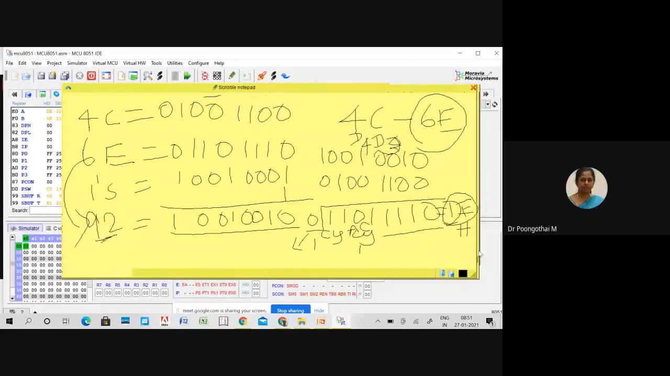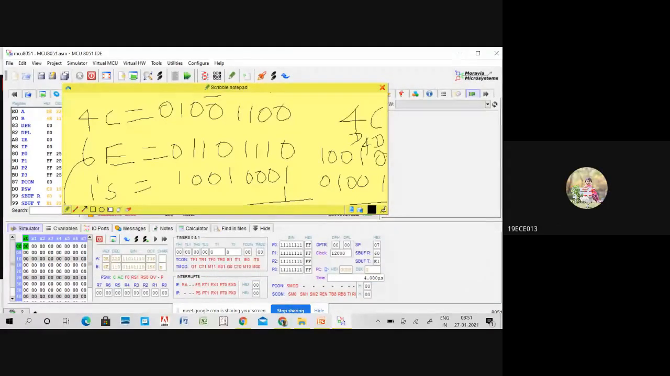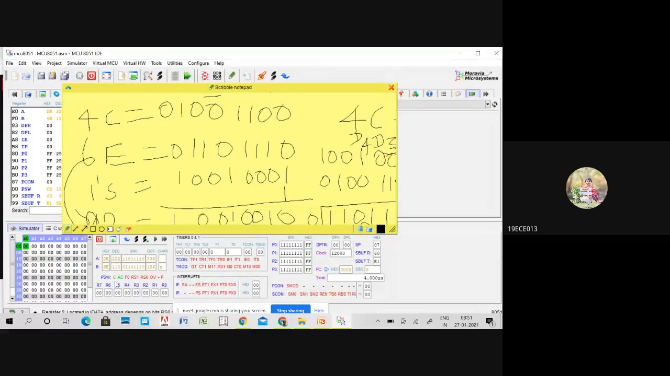Ma'am, in the PSW, carry and auxiliary carry show. Now, you are subtracting a larger number from a smaller number. Your processor does not know whether this number is a signed number or an unsigned number. According to our logic, we are performing unsigned subtraction. So after execution, look at this carry flag status. If carry is set to 1, you have to interpret the result, that is, the result is in 2's complement form. So that is the indication.